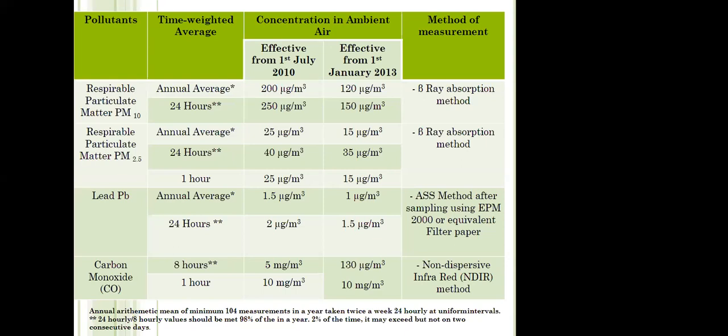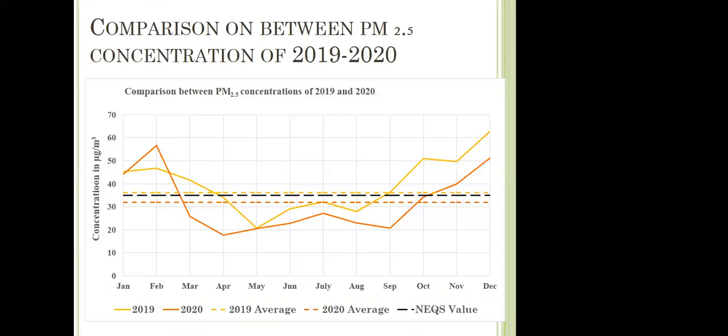Next, comparison between PM 2.5 concentration of 2019 and 2020. You know, in 2020, in mid of March, lockdown was imposed in ICT. So results of 2019 and 2020 changed a little bit. And you can see the PM 2.5 was high in 2019 because we have several reasons.